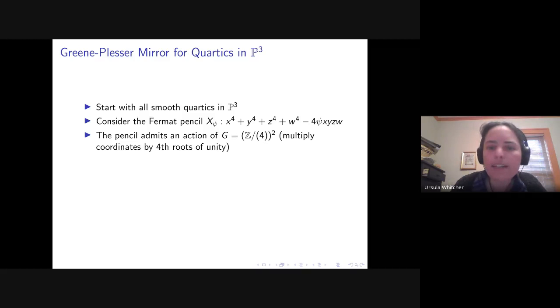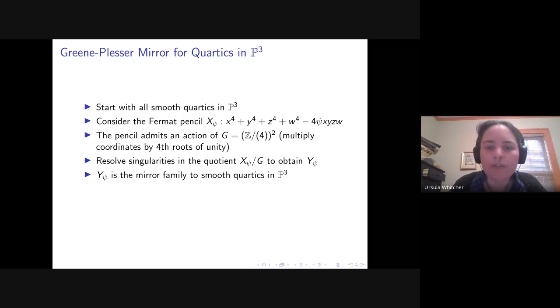This admits an action of (Z/4Z)^2. So you can see that we can multiply all of the coordinates by fourth roots of unity, but we're in projective space, so it's not really 4 degrees of freedom, it's 3 degrees of freedom. And then we also want the xyzw deformation parameter to be fixed. So that places another constraint on the fourth roots of unity that we can use. We end up with essentially 2 copies of Z/4Z. And then we resolve the singularities and we get our mirror family. That would be the mirror family to all of the smooth quartics in projective space.